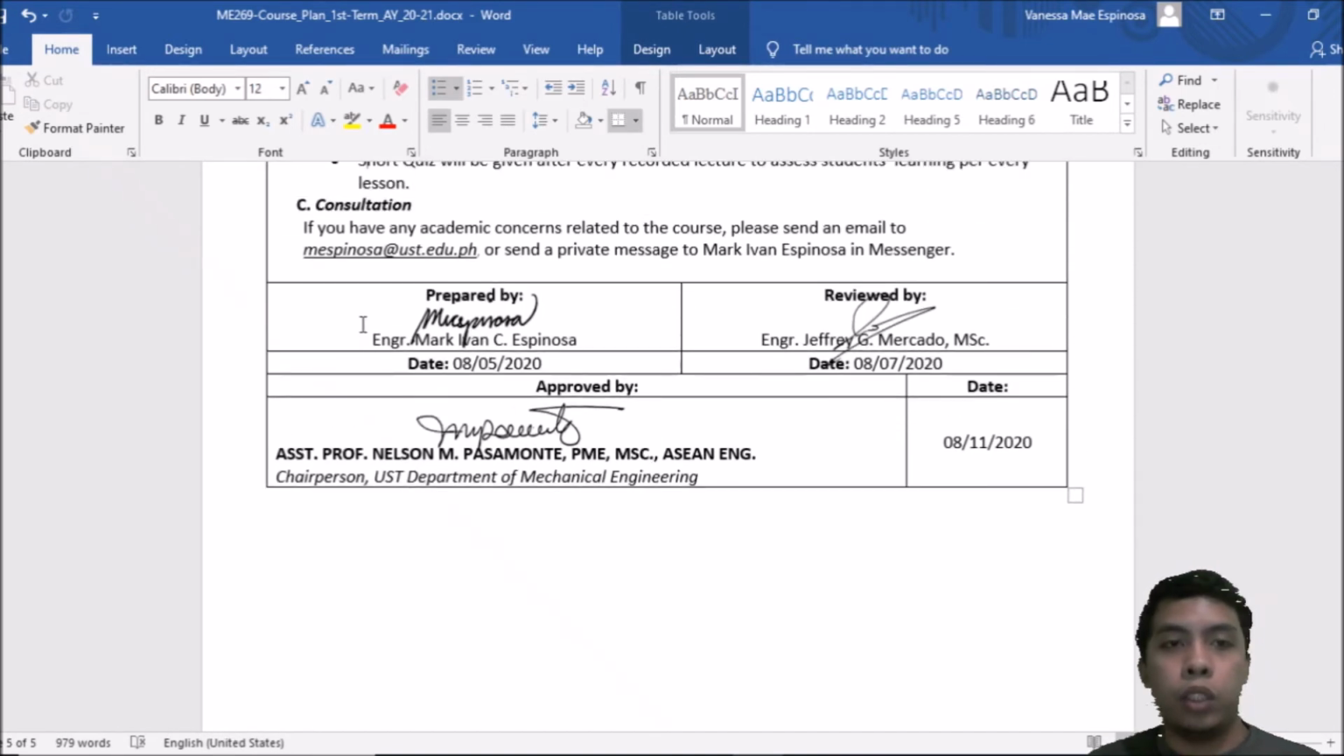For consultation, if you have any academic concerns related to the course, please send an email to mespinosa@usd.edu.ph or send a private message to Mark Ivan Espinosa on Messenger. This course plan is prepared by me, and checked by Engineer Mercado, the main faculty on the laboratory part of our subject. It has also been approved by Sir Nelson Pasamonte.